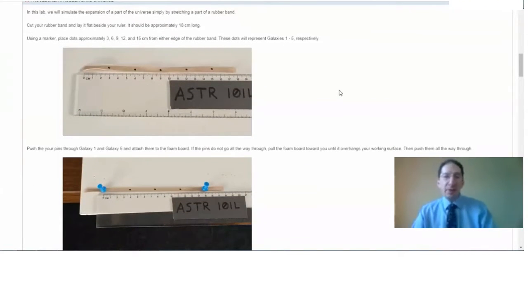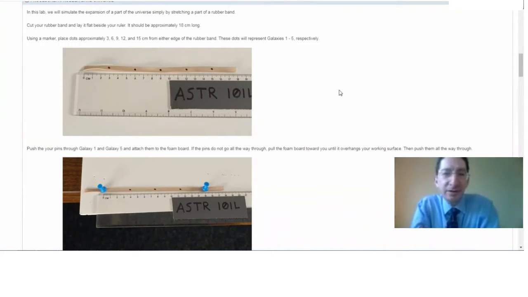So in this lab, we're going to simulate the expansion of space with a rubber band. So in this section, you're going to prepare your rubber band. You can see we have dots on the rubber band that represent galaxies, but the galaxies don't move through space. Rather, space will expand, pulling the galaxies apart from one another.